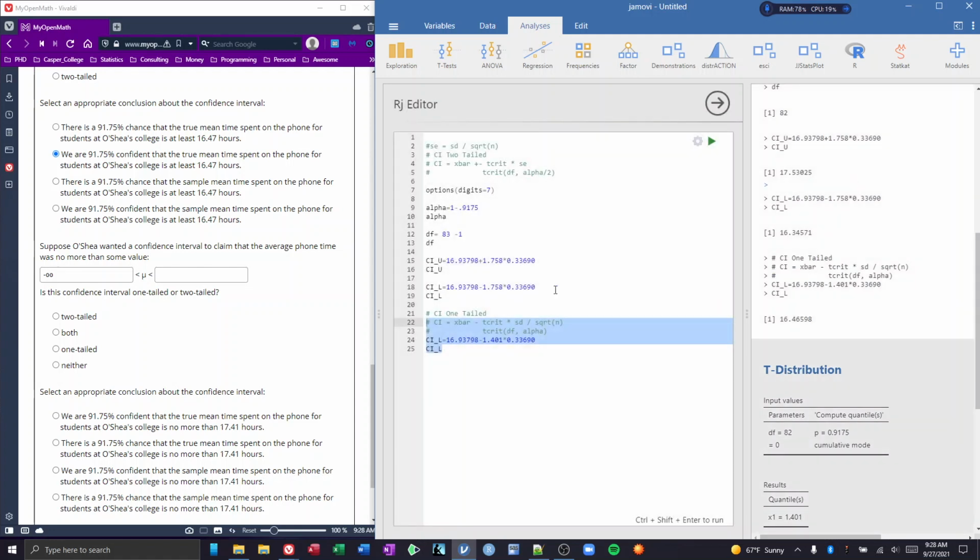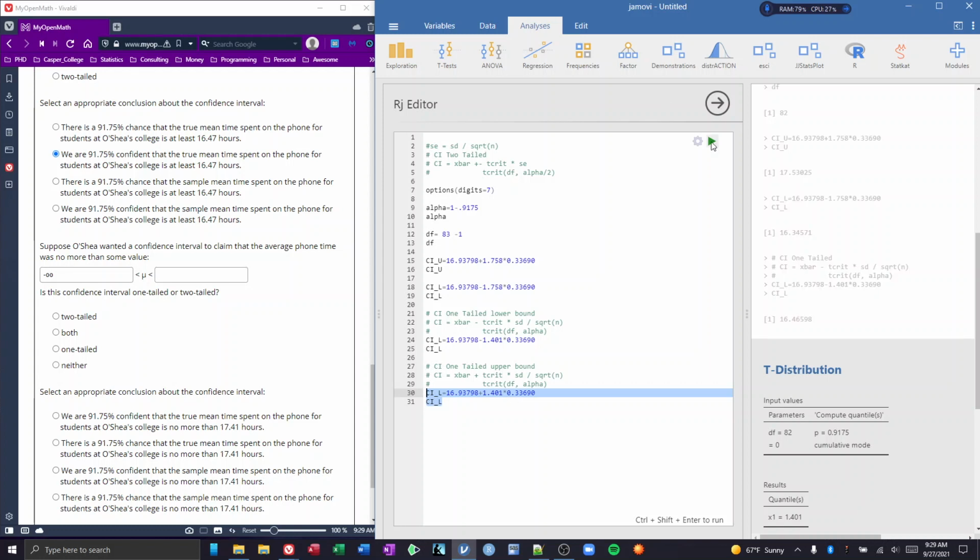Going back to our little calculator in here, we can then say that this is the upper critical value when we're doing a one tail. So we'll do one tail lower bound. For this next one, copy all of that, paste it, one tail upper bound. Everything is identical except for this plus sign right there. So we'll change that from negative to a plus. And let's go ahead and run that.